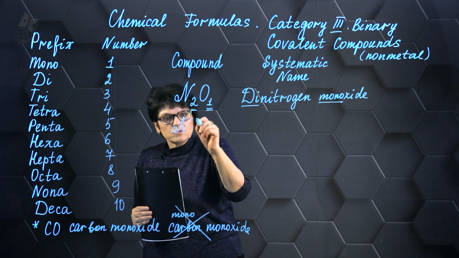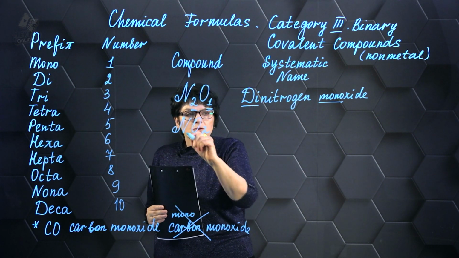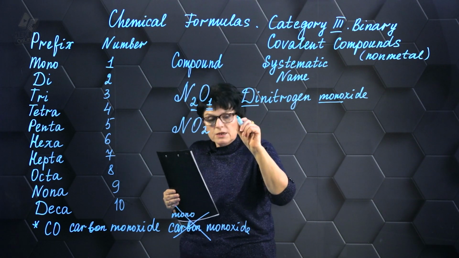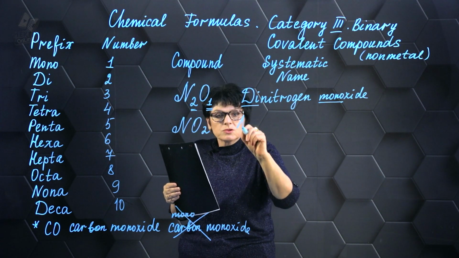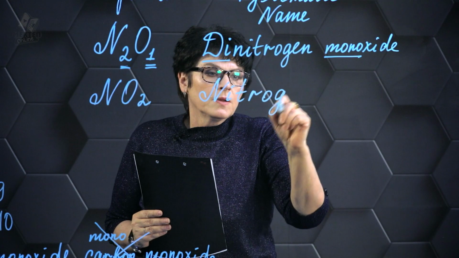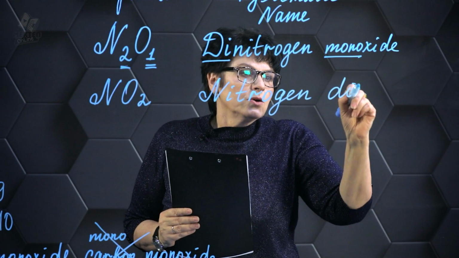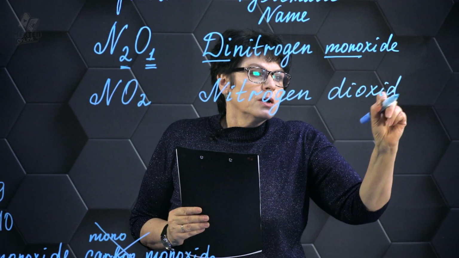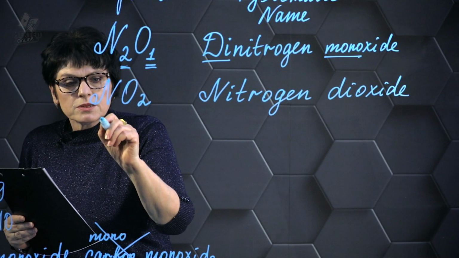Okay, let's proceed to the next formula. The formula we're dealing with here is NO2. Based on the presence of nitrogen 1, we can conclude that the compound is nitrogen dioxide. Okay, great. Moving on to the next example.